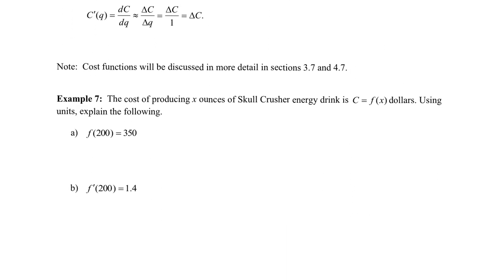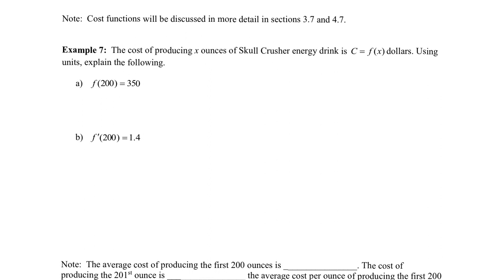So to see the kind of things we need, we've got example 7, which says the cost of producing x ounces of Skull Crusher energy drink is C equals f(x) dollars. Using units, explain the following. So you just want to explain what this is telling us in the context of this problem, right? They're giving us a cost function. And so x is the ounces of Skull Crusher energy drink.